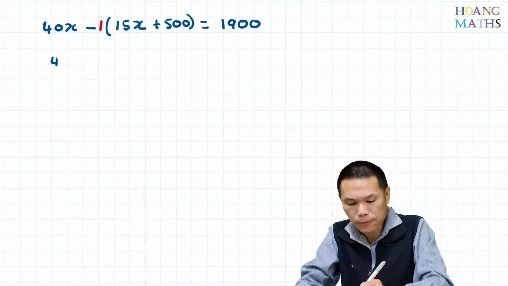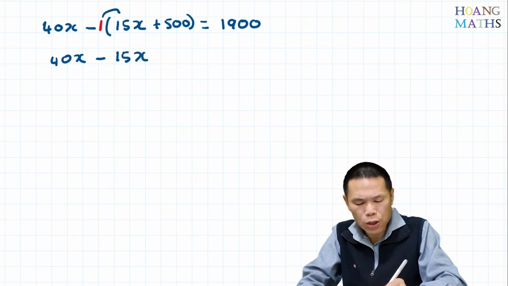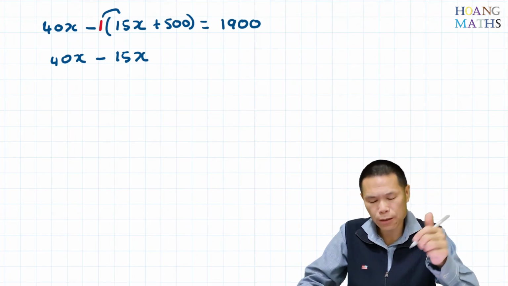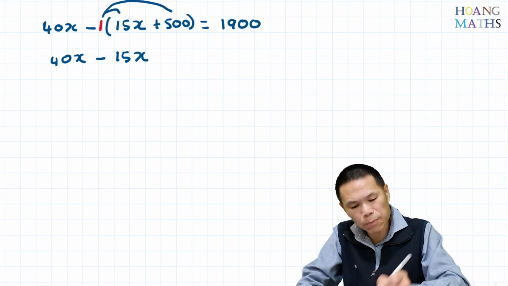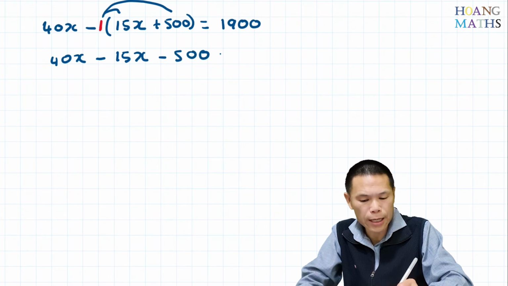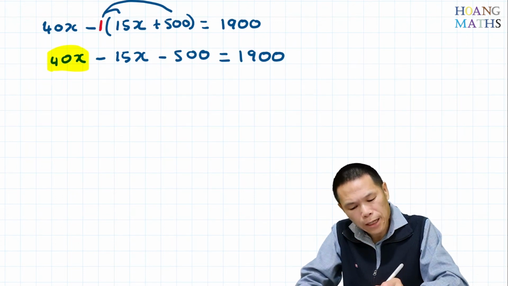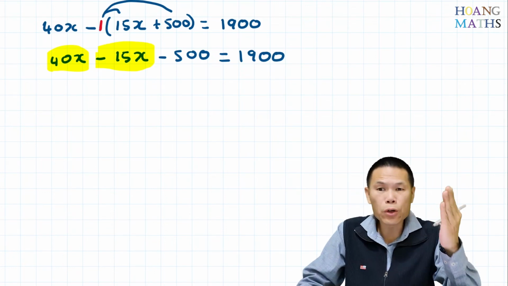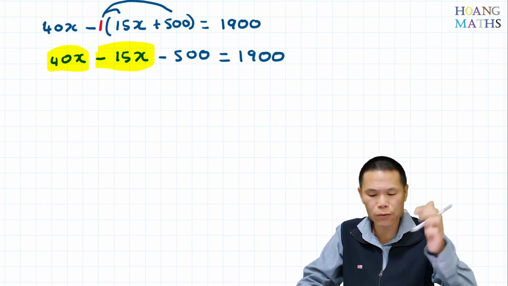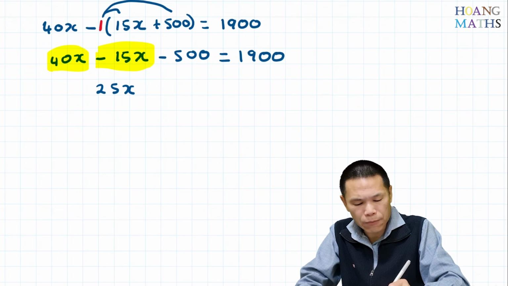So I expand the brackets first. 40x, and this times the bracket will give me negative 15x, because minus 1 times 15 is negative 15. Then minus 1 times 500 is negative 500. Otherwise, you can just use your calculator, okay? So that equals 1,900. Now I just collect like terms. The like terms are 40x and minus 15x. So 40 minus 10 is 30, minus 5 is 25. So write 25x, and then minus 500, and that will give me 1,900.